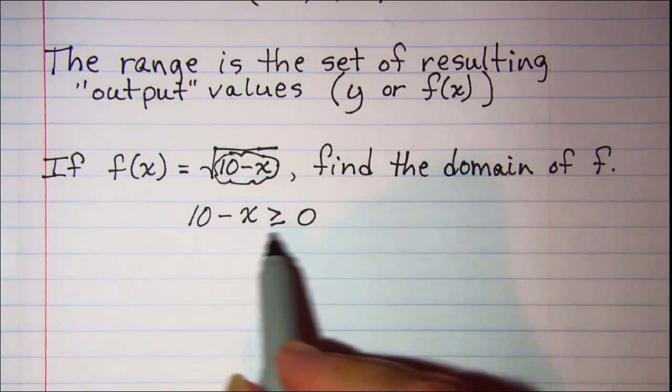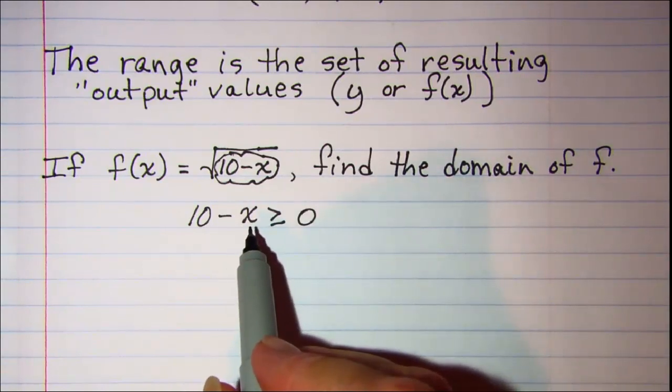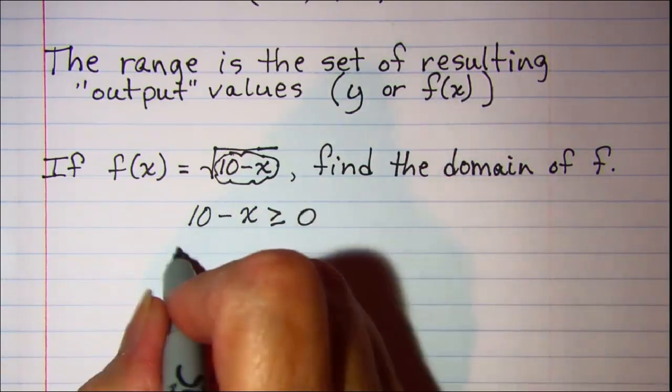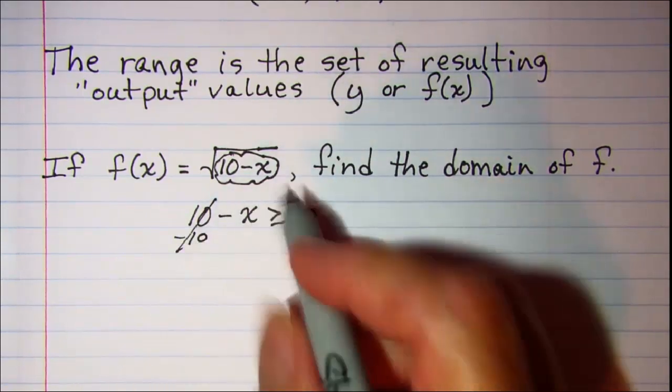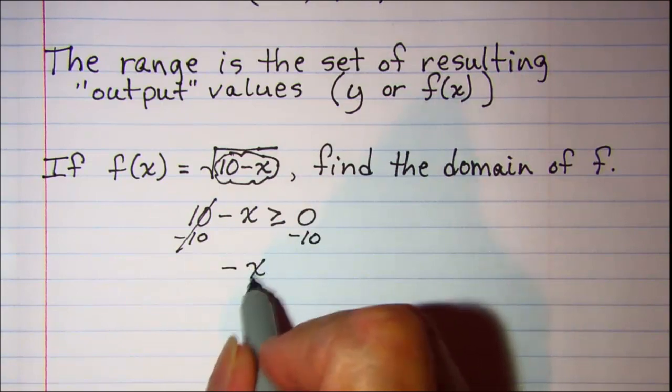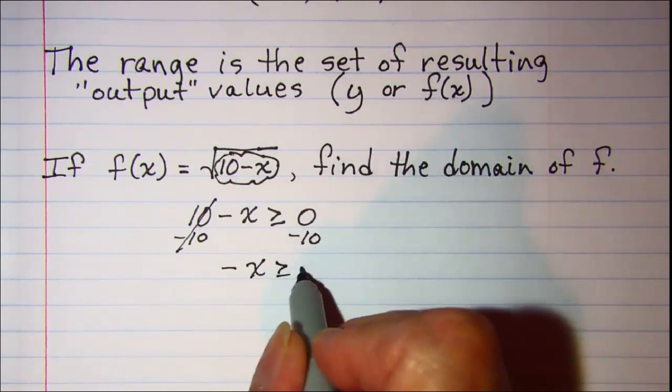All right, let's solve this inequality. We need to isolate the x, so we'll subtract 10 from both sides. This will cancel, and I have negative x has to be greater than or equal to -10.